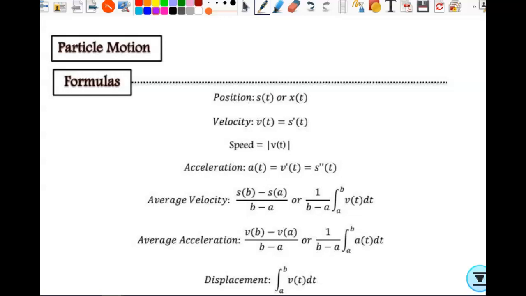This is one of my favorite topics. All right, some of this is going to be a review, guys, because we've already dealt with particle motion when it came to derivatives, and now we're bringing it back, so particle motion with integrals.